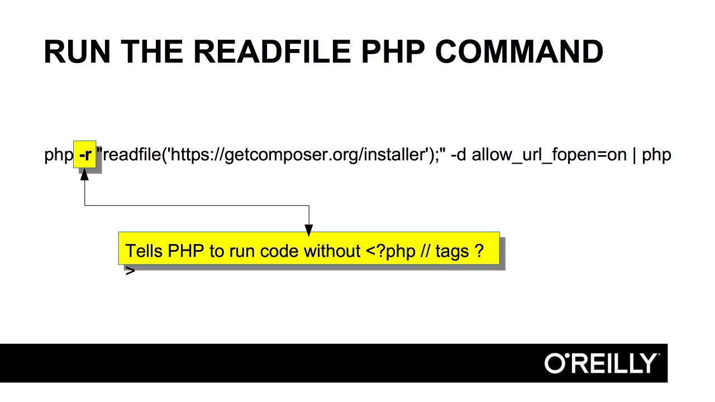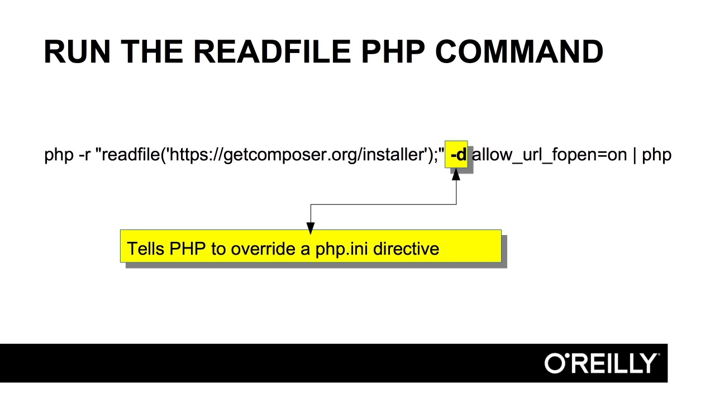The -R option tells PHP to execute code immediately without the necessity of an open and close PHP tag. The -D directive tells PHP to override a PHP INI directive. In this case, the directive which we need to override is allow URL fopen. This directive needs to be on for the command to succeed. You'll notice at the very end of the command is a pipe symbol followed by PHP, which allows us to see the output piped back through PHP.